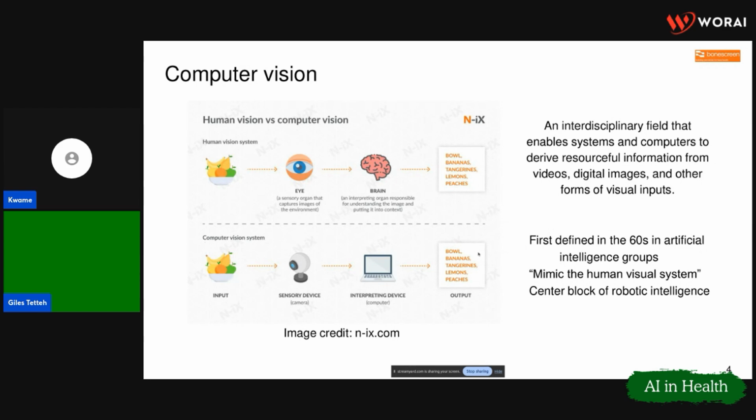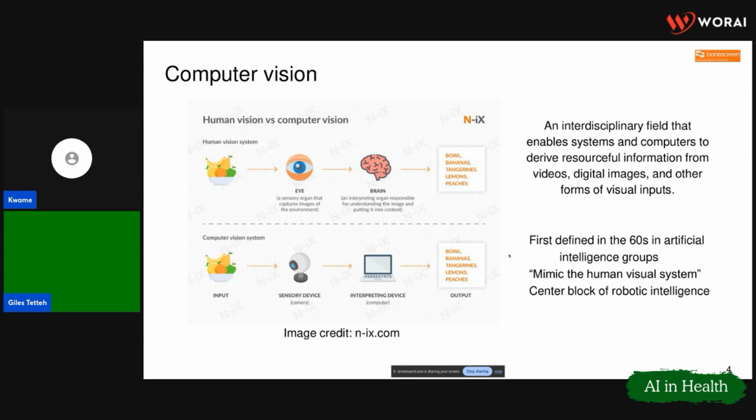Similarly, when you look at computers, this is the setup. We also have a sensory device, which in most cases would be some form of a camera. It captures the information, and then we have the brain, which is the CPU or the computer, which then processes it, and then we have some form of interpretation that we can make.